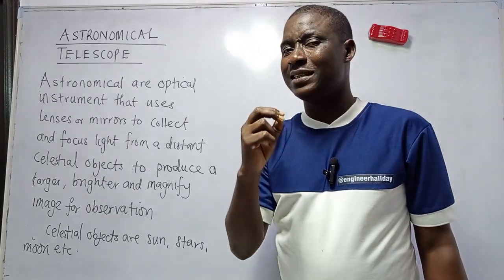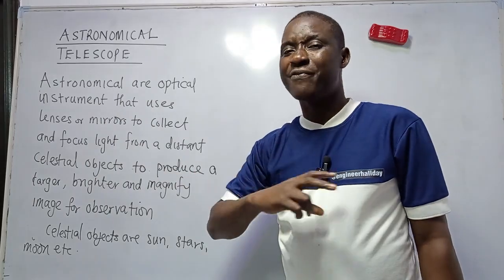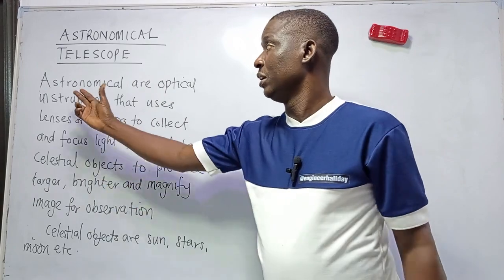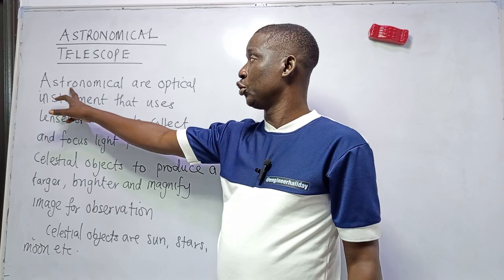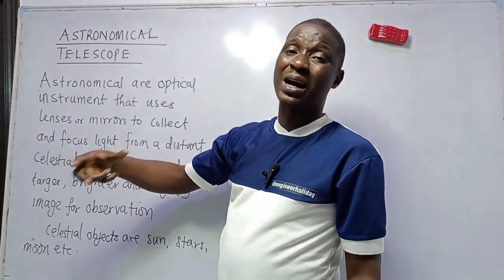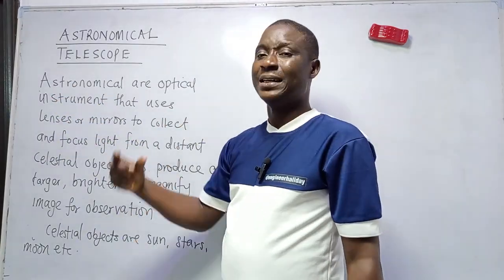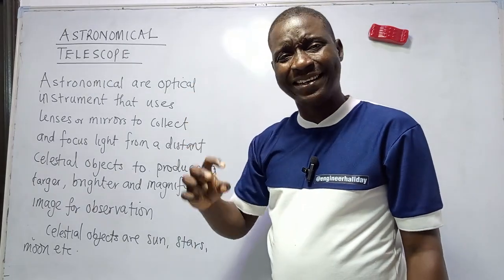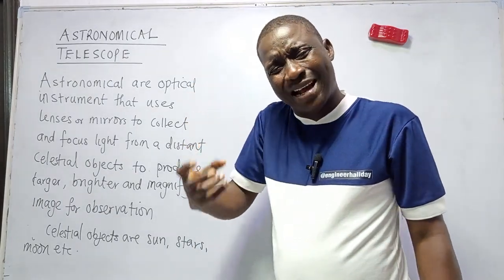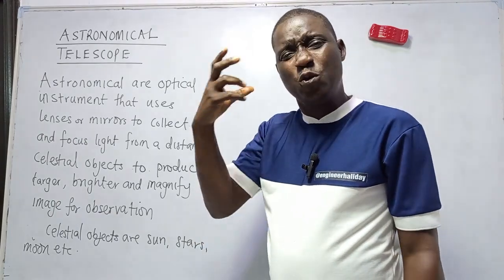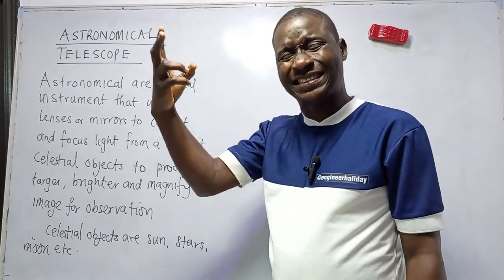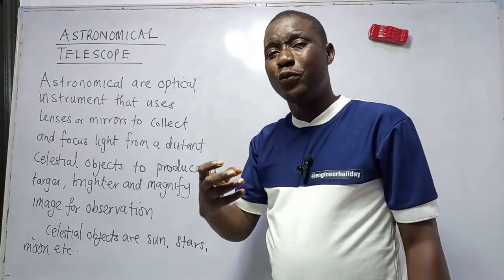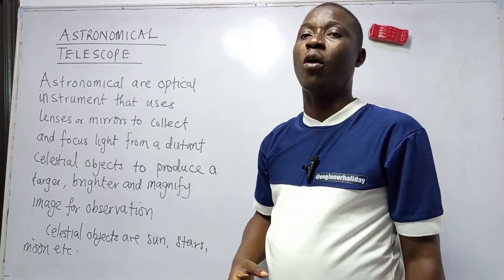Another thing is that the two of them produce a final image that is virtual, inverted, and magnified. The astronomical telescope also produces virtual, inverted, and magnified images, just like the compound microscope. But an astronomical telescope produces a better magnification. It can view distant objects, or distant celestial objects, while a microscope can view close objects.